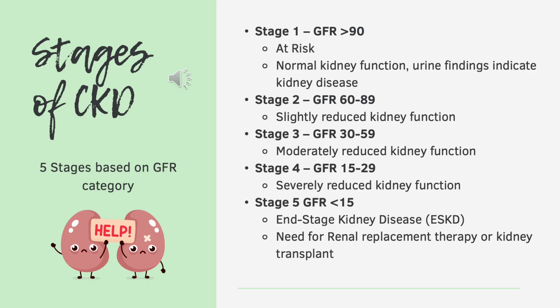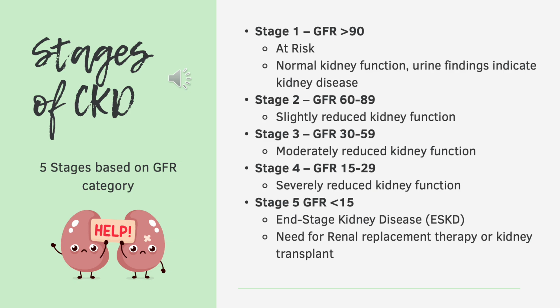Stage 3, this is where the GFR falls to between 30 and 59. Sometimes you may see that this stage is divided into 3A, which is a GFR of 45 to 59, or 3B, which is a GFR of 30 to 44. This just helps to provide a more accurate risk assessment. At stage 3, nephron damage becomes more significant, and azotemia, which again is that accumulation of nitrogenous waste in the blood, starts to appear.